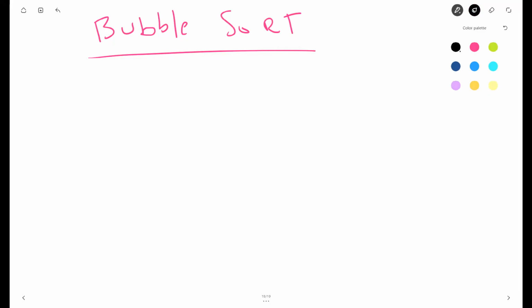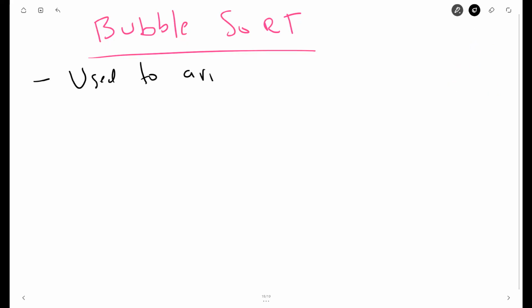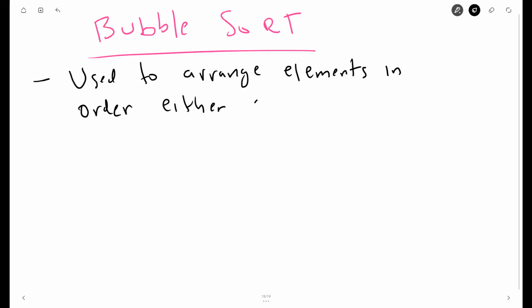So bubble sort is one of the simplest sorting algorithms used to arrange elements in a list in a specific order, typically ascending or descending. So it's used to arrange elements in order, either ascending or descending.